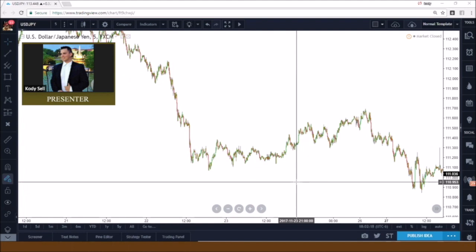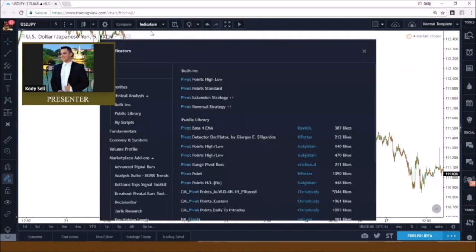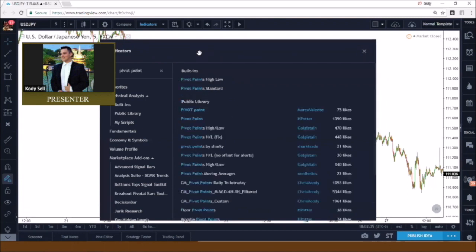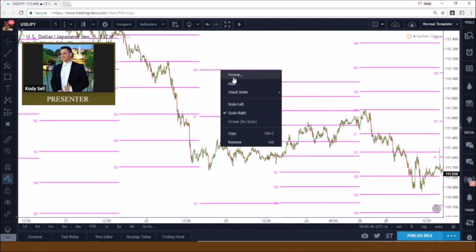Now, pivot points are an indicator-based support and resistance, and I'm going to go ahead and pull them up here. I'm going to go up to indicators, type in the search bar "pivot point," and you're going to want to pick Pivot Points Standard. Okay, you want the standard pivot points, and it's going to pull them up. I already have mine with the settings that I normally use, but I'm going to go to format. So right click the pivot and click format.